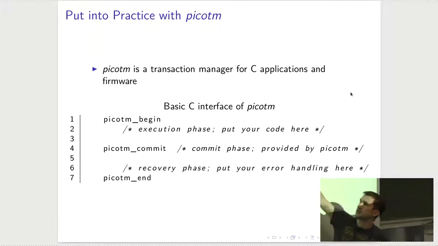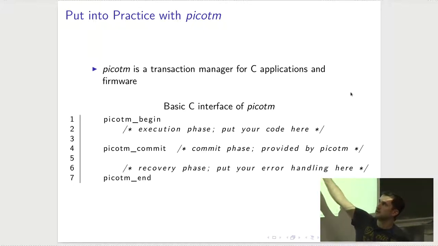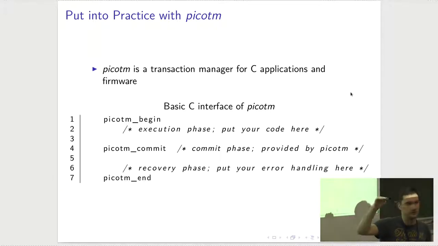So a transaction starts with begin. And at begin, the framework saves the instruction pointer, saves the stack pointer, and then initializes the framework internally, just a few variables. After begin, the execution phase starts. That is where the application programmer lists the transactional code, so what the transaction is supposed to do.